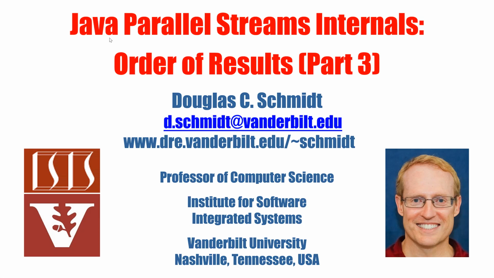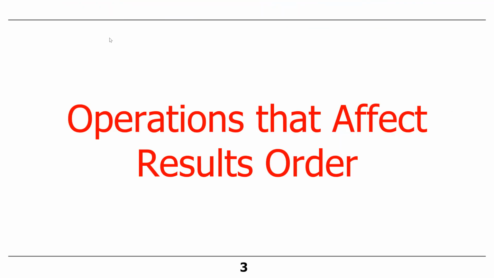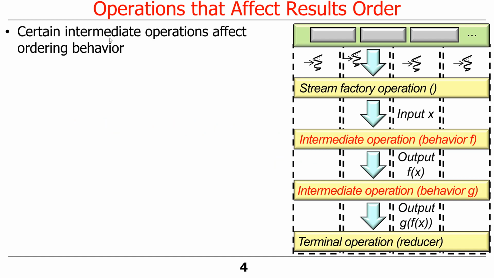So the last topic in this particular section deals with the order of results that are associated with operations that affect the results order. We've talked about collections and how ordered versus unordered collections can affect the results order. Now we're going to talk about operations in the stream that can affect the results order. So we'll start with intermediate operations first.